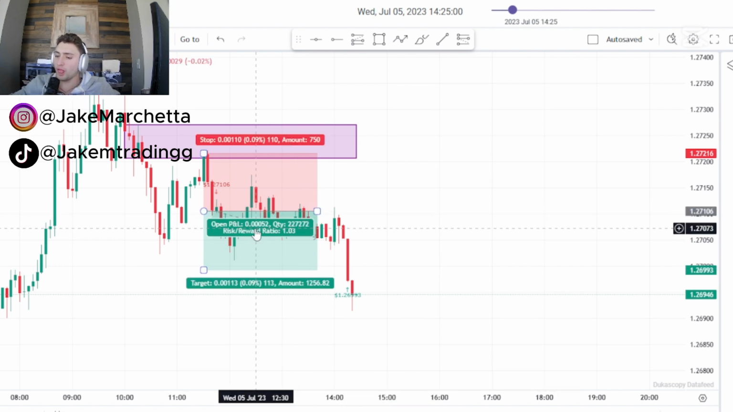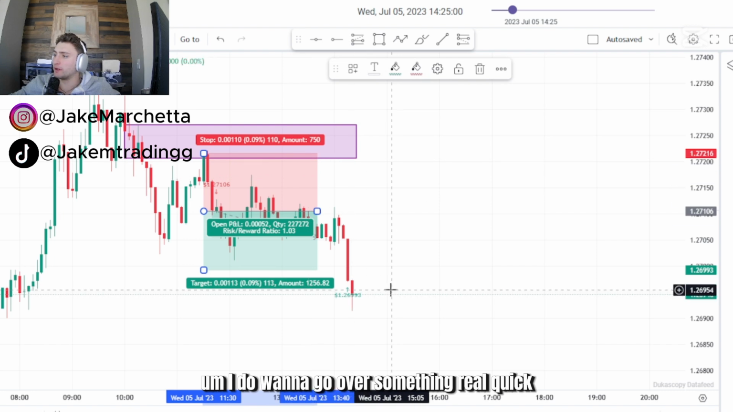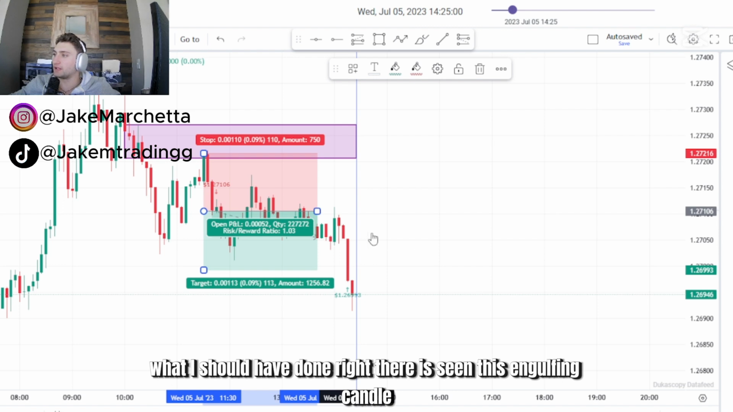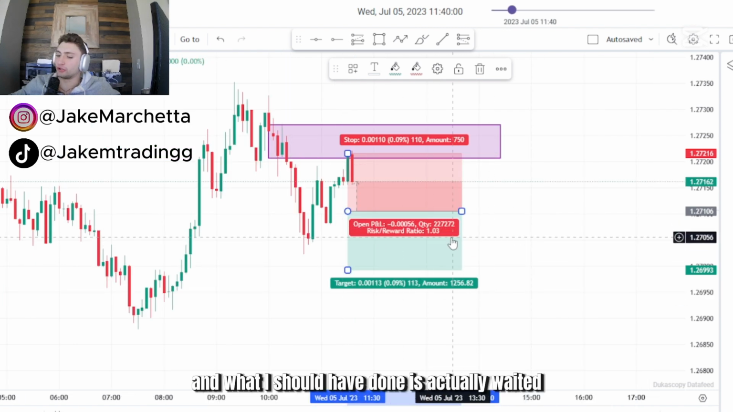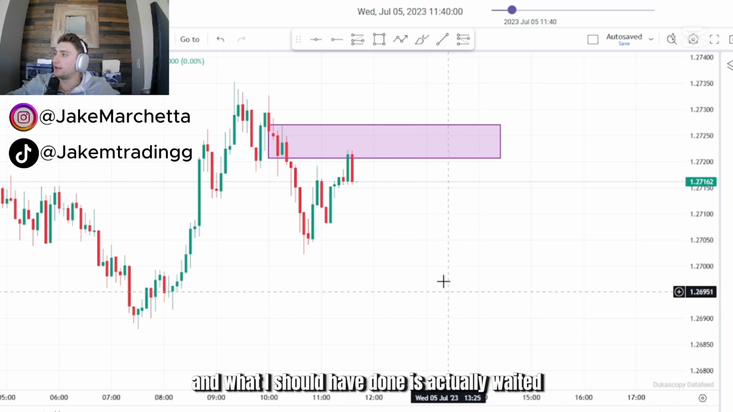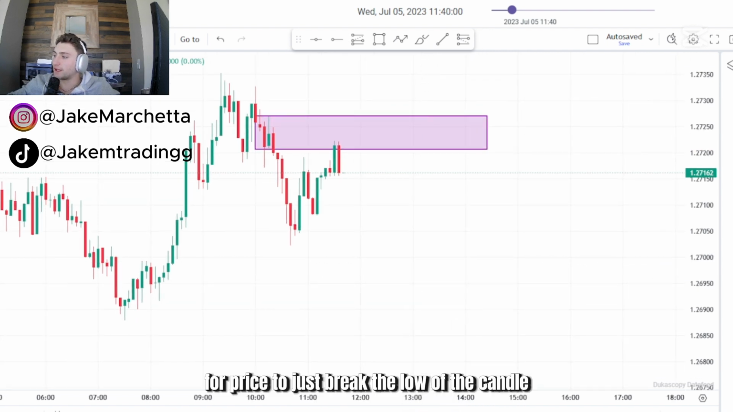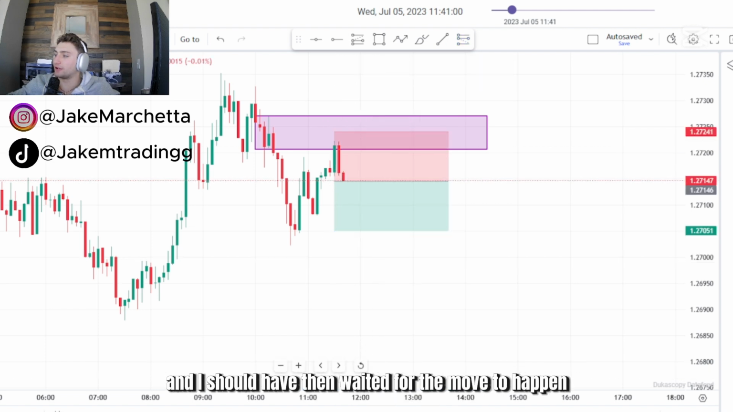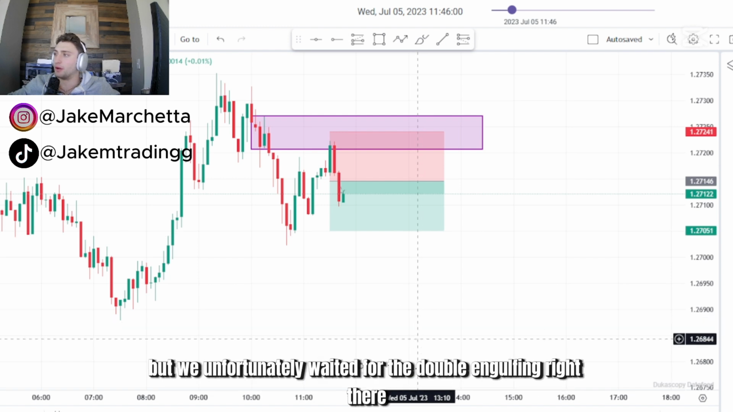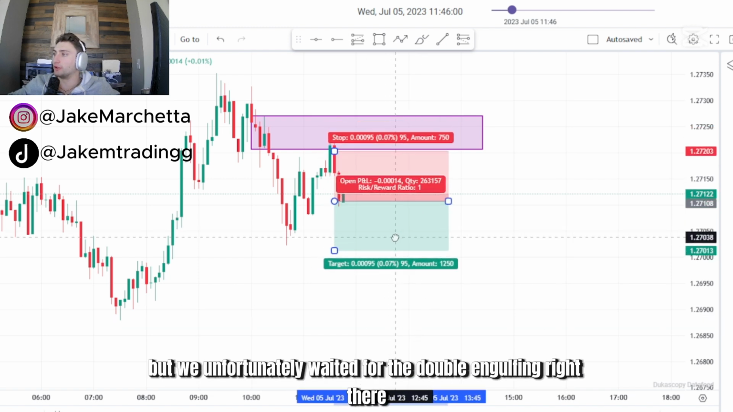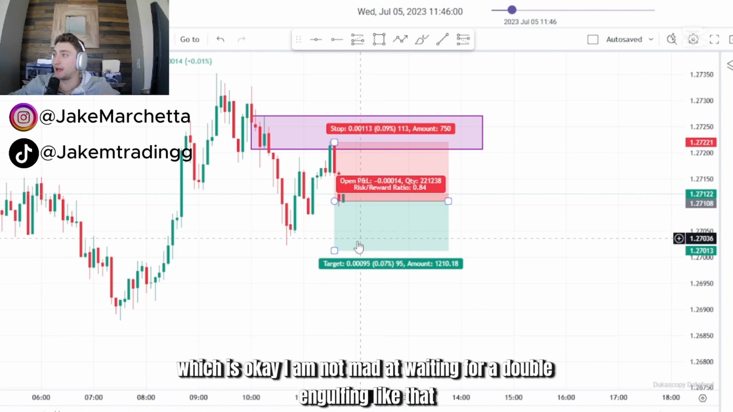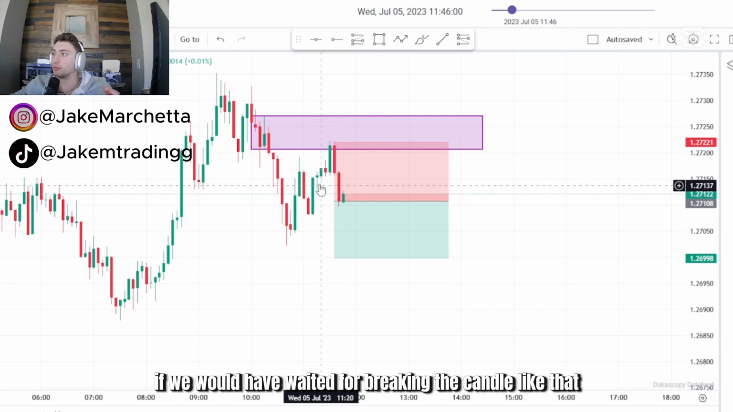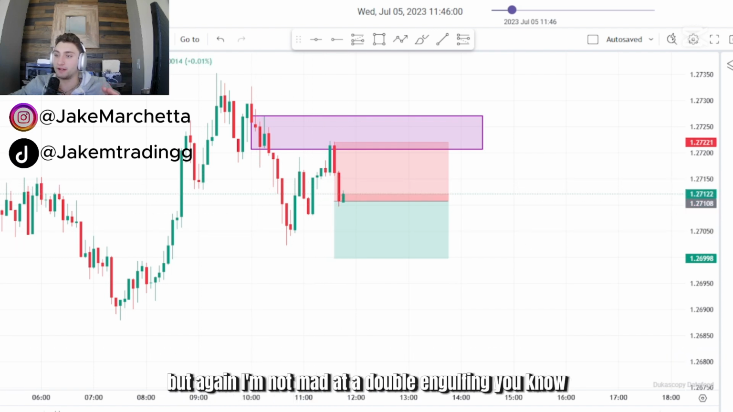I do want to go over something real quick. What I should have done right there is seen this engulfing candle. And what I should have done is actually waited for price to just break the low of the candle like that. I could have gotten way better risk to reward like that, and I should have then waited for the move to happen. But we unfortunately waited for the double engulfing right there, which is okay. I am not mad at waiting for a double engulfing like that, but we could have got a better risk to reward if we would have waited for break of the candle like that. But again, I am not mad at a double engulfing.